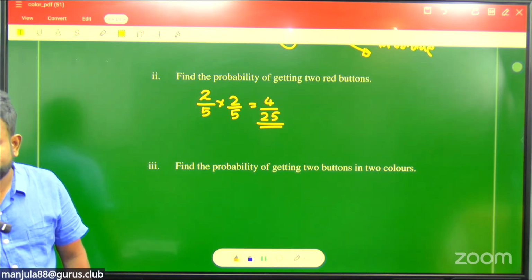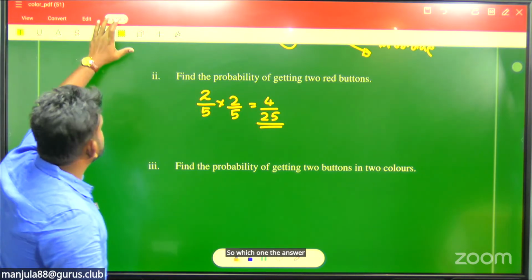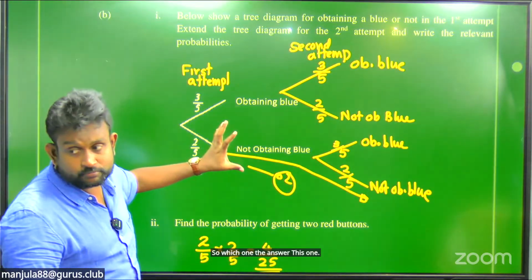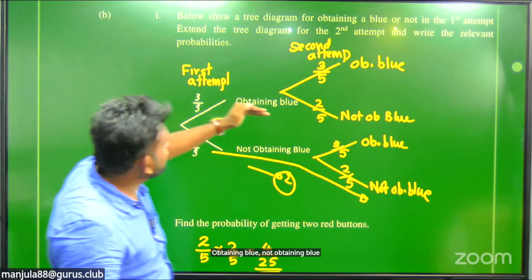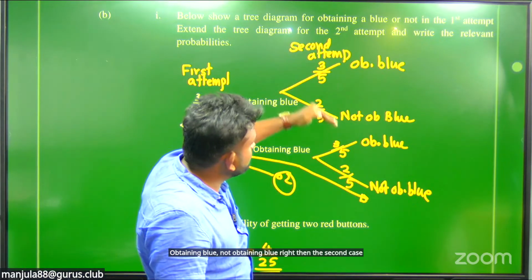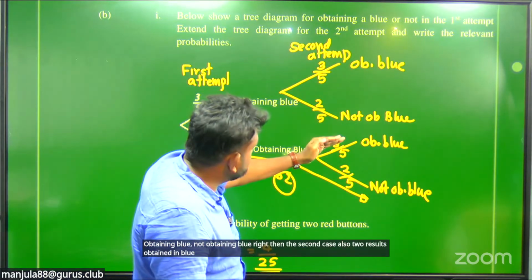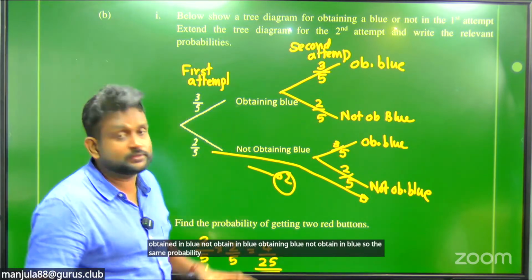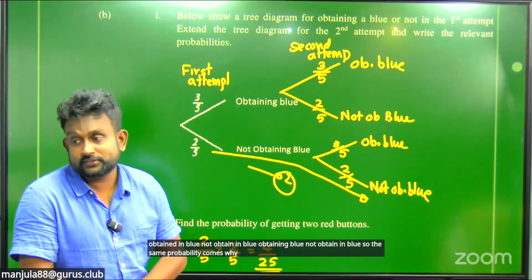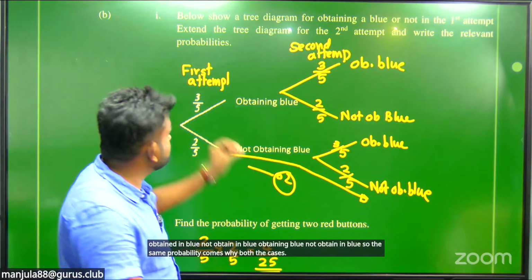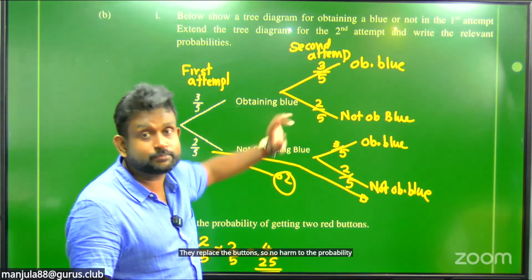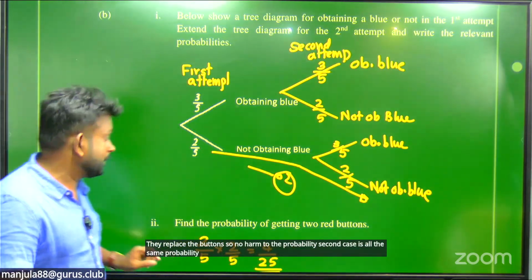So which one is the answer? This one? Obtaining blue, not obtaining blue, right? Then the second case also has two results, obtaining blue, not obtaining blue. So the same probability comes. Why? In both cases, they replace the buttons, so no harm to the probability. The second case has the same probability, same buttons there.